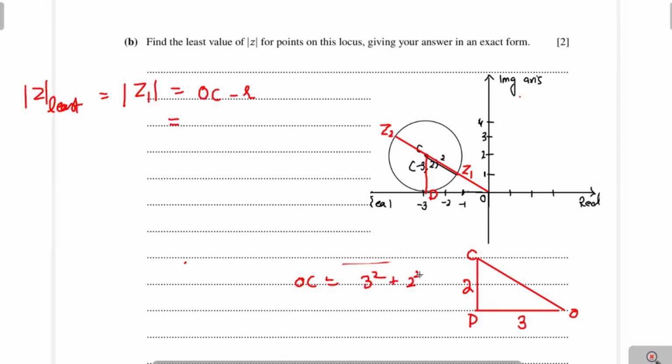We write it as 2 square, and taking the square root of all the values, we get square root of 13. And this length OC is square root of 13. And you see here the radius of the circle, we already found, this is 2 units, and this is the least value of the locus z.